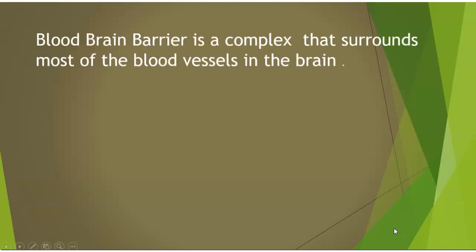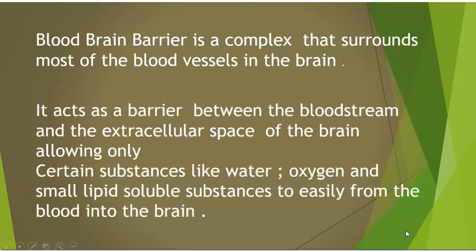The blood-brain barrier is a complex that surrounds most of the blood vessels in the brain. It acts as a barrier between the bloodstream and the extracellular space of the brain, allowing only certain substances like water, oxygen, and small lipid-soluble substances to easily pass from the blood into the brain.